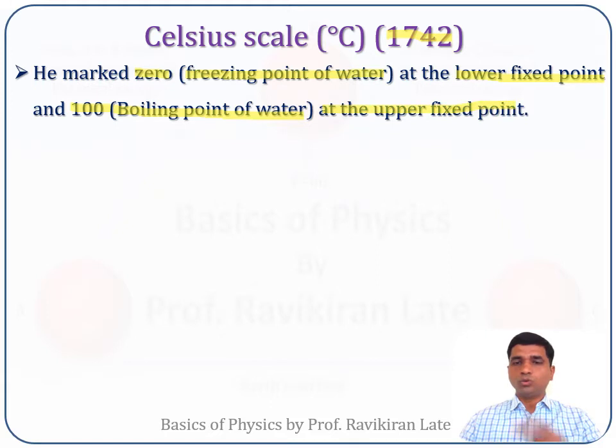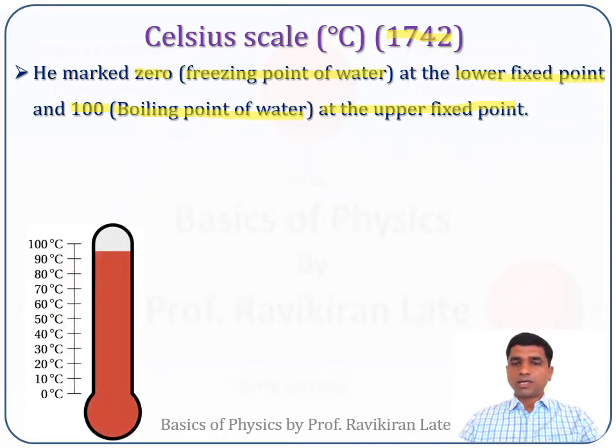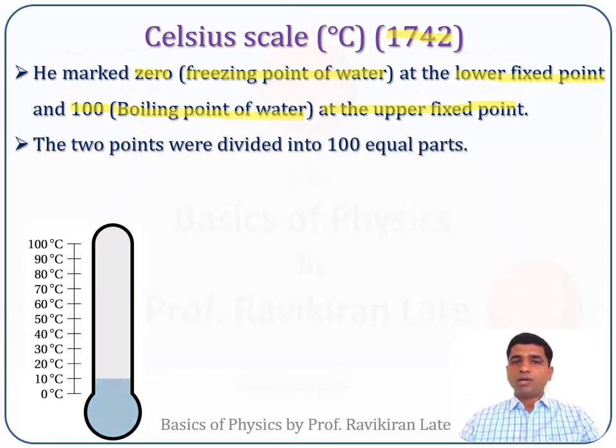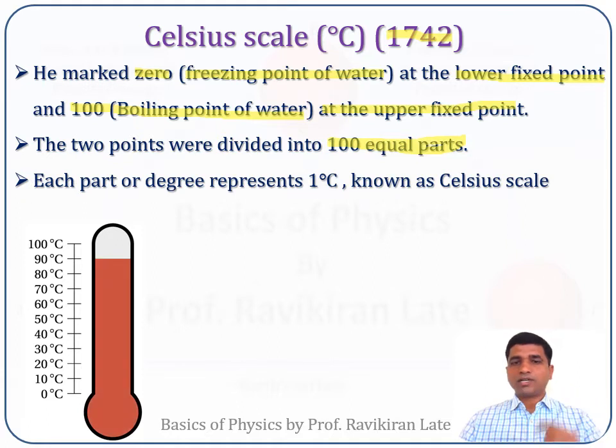So he fixed two points: 0 degrees Celsius, the freezing point of water, and 100 degrees Celsius as the boiling point of water. And between these two points, he divided the interval into 100 equal parts. So 0 degrees to 100 degrees he made 100 equal parts, and that single part was referred to as 1 degree Celsius, and the scale which he proposed was known as the Celsius scale.